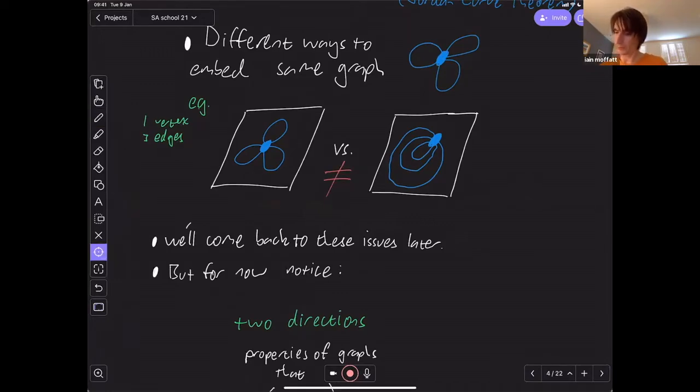Why are they not equivalent? Because there's no way I could deform the plane, so no homeomorphism of the plane, that would take me from this graph to this graph here. And we'll come back to these issues later in the talk, but it's useful to remember that these kinds of subtleties are lying under this situation, even in the simplest case of plane drawings.